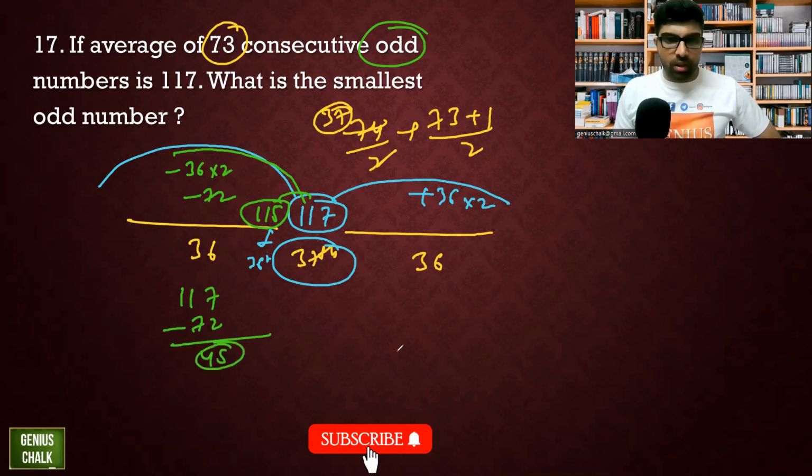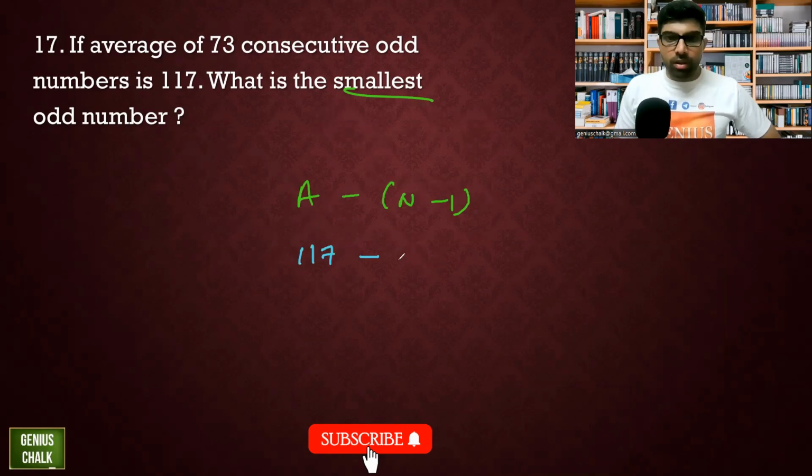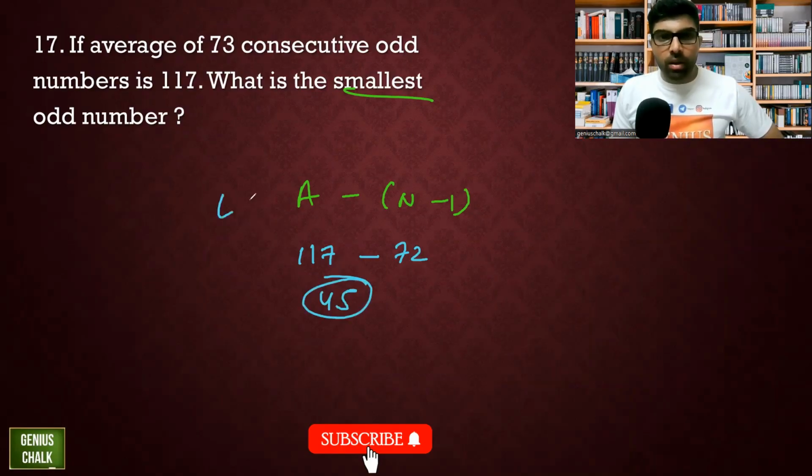45 is my answer. Now using the smallest number formula, average minus (n minus 1): what is my average? The average is 117, minus (73 minus 1), 72. Again my answer is the same. So it's a beautiful method to find the smallest value.